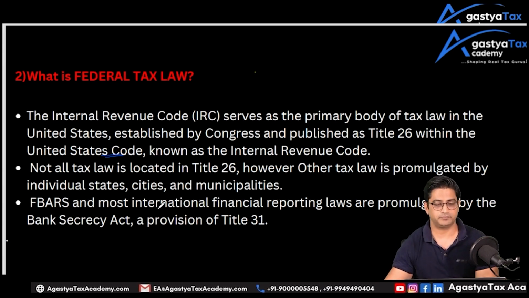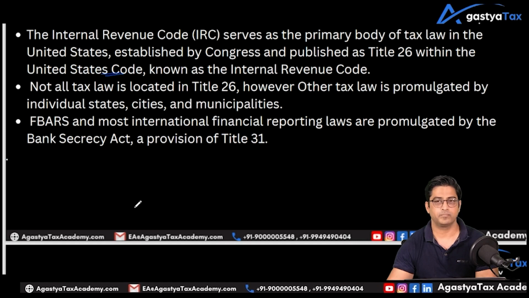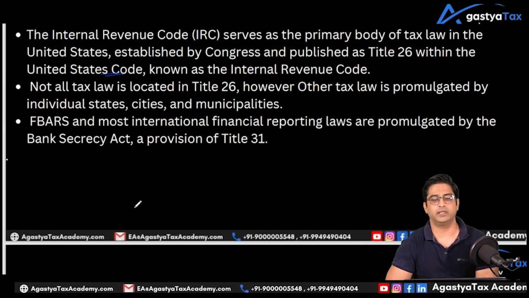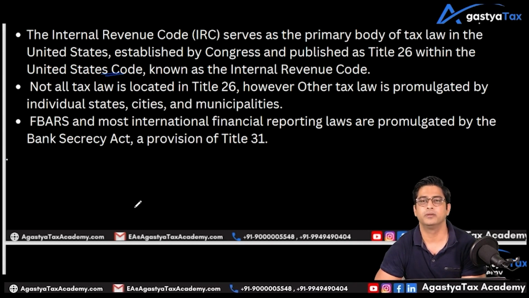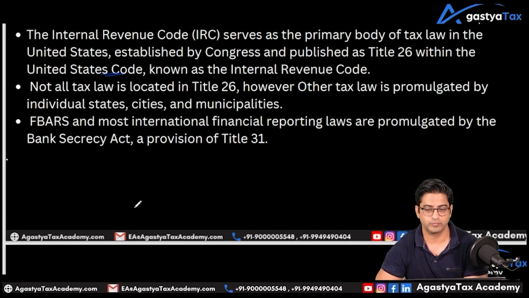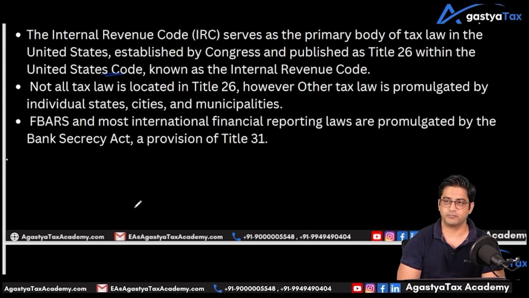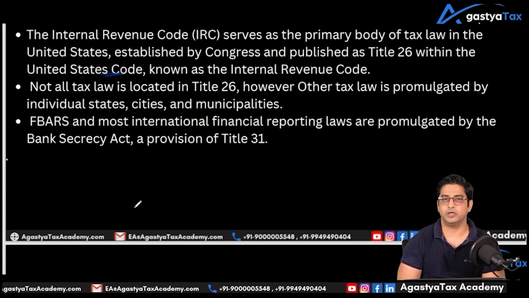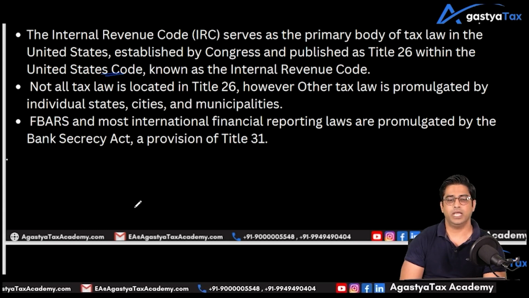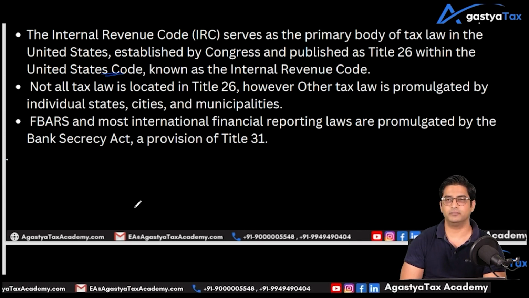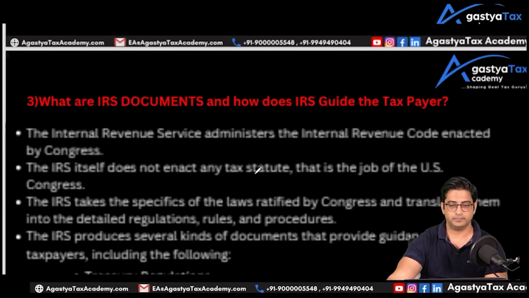So last part, FBARs and most international financial reporting laws are as per the Bank Secrecy Act, a provision of Title 31. Understood, right? One is Title 26 and one is Title 31. Next question.